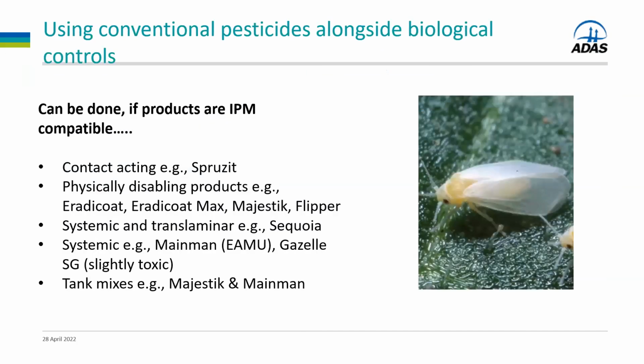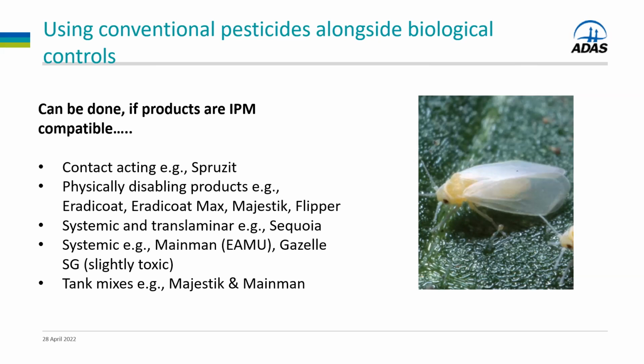Okay, so obviously there'll be a need at times to integrate conventional pesticides alongside your biocontrols, including your bioprotectants, and some products there, and just sort of categorize those. You'll be familiar with many, if not all of them really. And just making the point that you can look at some tank mixes where you need to have a quicker result than perhaps a product like Main Man would have on its own. So tank mixing it with Majestic or Eradicote is an option.